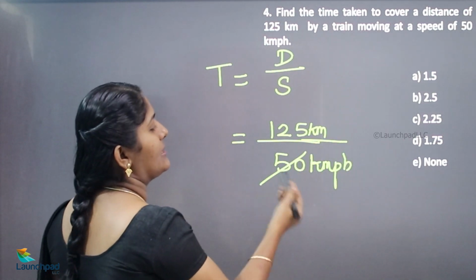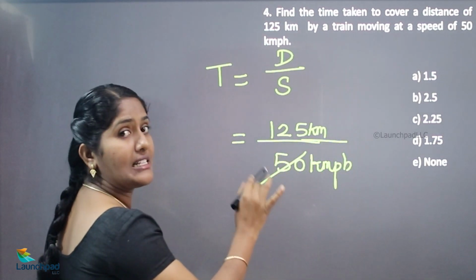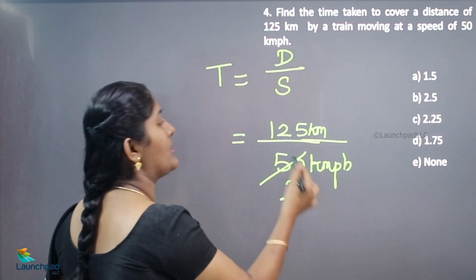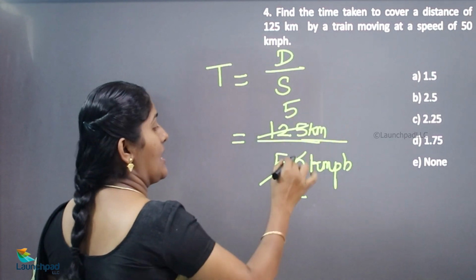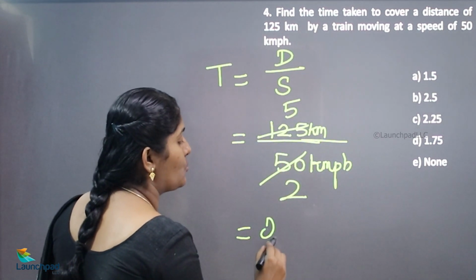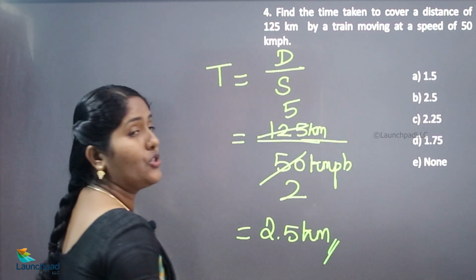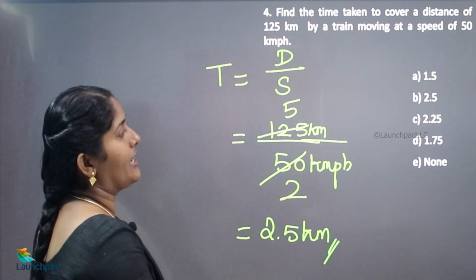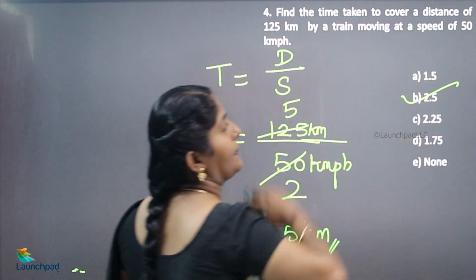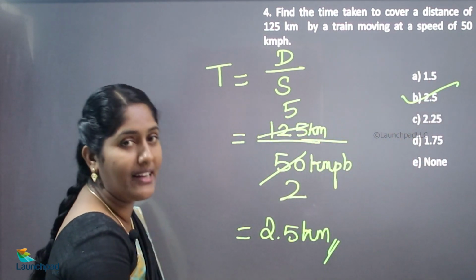So we can cancel it. Cancelling by 25, this is 2 times and this is 5 times. And 5 by 2 is 2.5 hours. The train takes 2.5 hours. Hence your option is B. We'll move on to your next question.